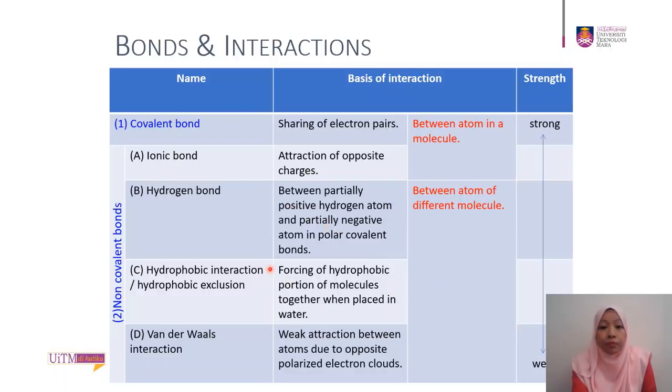All right. Next one is the hydrogen bond. It's between a partially positive hydrogen atom and a partially negative atom in a polar covalent bond. As an example, the hydrogen bond is formed between two different water molecules. So between one water molecule and another water molecule, there will be a hydrogen bond that attaches the two water molecules.